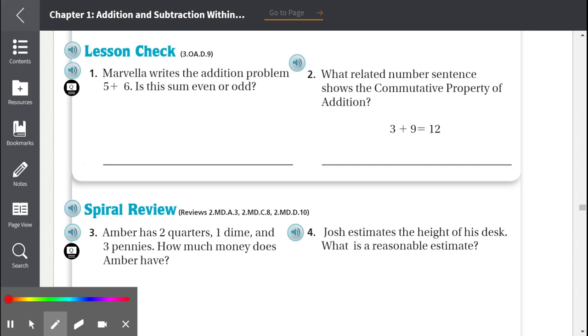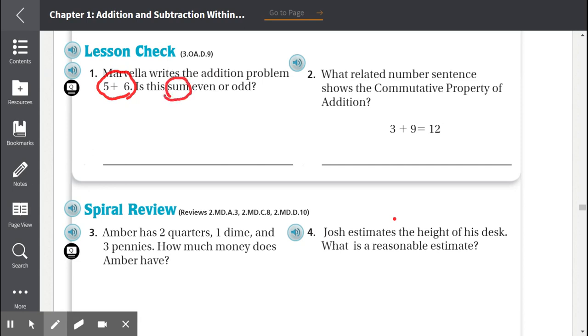Number 1. Marvella writes the addition problem 5 plus 6. Is this sum even or odd? So let's look at the problem to see if we have any keywords, and we're going to underline the question because the question always tells us what to do. So we have 5 plus 6. We're going to circle that. That's an important number, so that's why we're circling 5 and 6. We have the word sum. We're going to circle that.